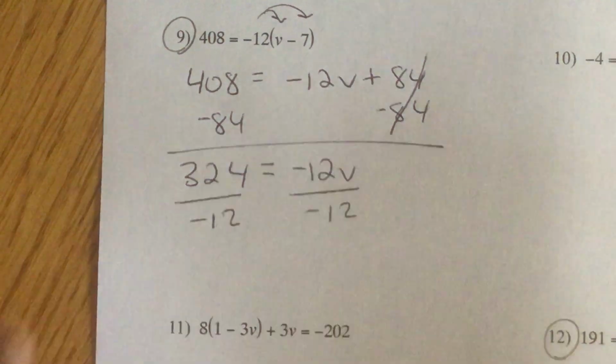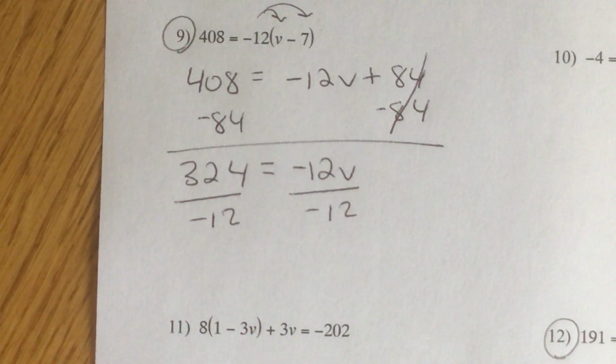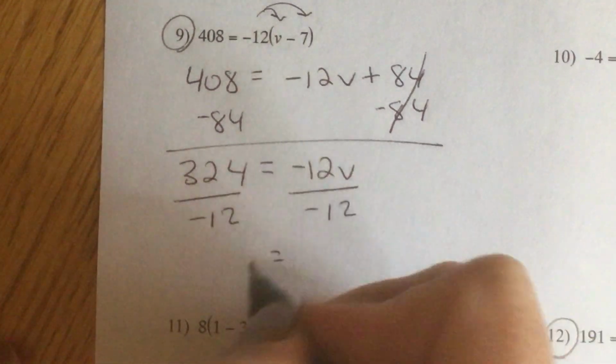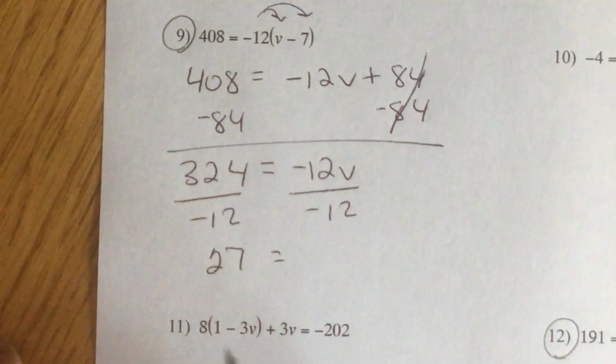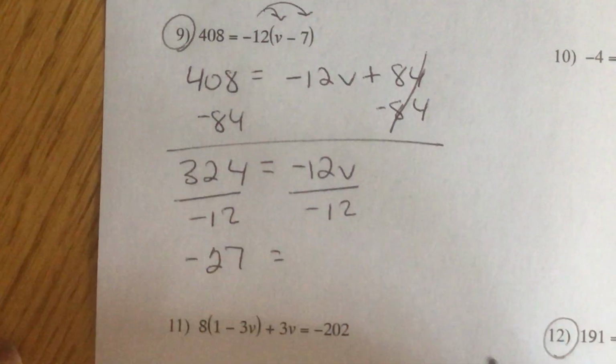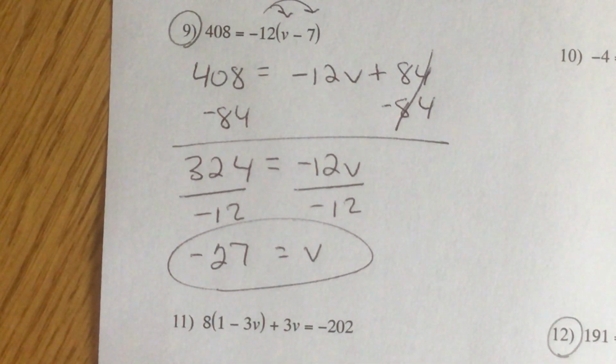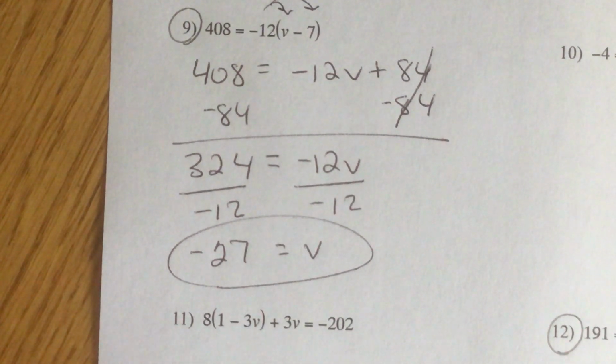And definitely don't feel bad about using a calculator for some of this division. So 324 divided by negative 12, especially if you're uncomfortable with your negatives. Try to do the negatives in your head. Okay, so if you were to divide that, you'd get 27, but a positive divided by a negative gives you a negative. So try to do the negatives in your head, but definitely use your calculator to make sure that you're getting it correct.